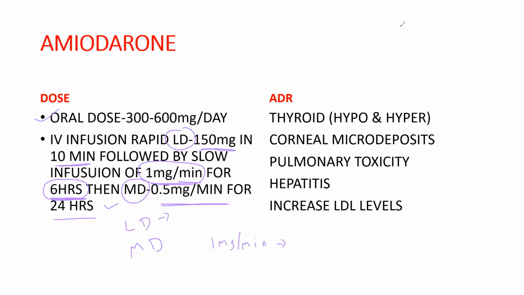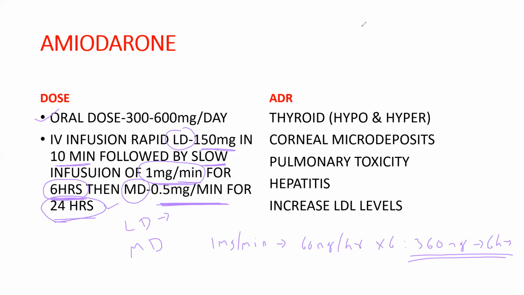1 milligram per minute means for 1 hour, with 60 minutes, 60 milligrams will be given. For 6 hours, that is roughly 360 milligrams, given via slow infusion. This is followed by the maintenance dose of 0.5 milligram per minute for 24 hours. This is the amiodarone dose.